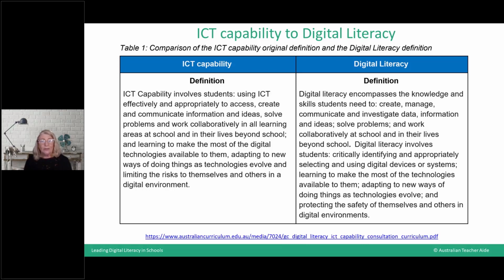But recently, there have been a lot of changes made with the transition from ICT capability to the digital literacy general capability. And what you'll notice now in this shift is that the focus has gone from consuming ICT effectively and appropriately to being more about creating and communicating, developing knowledge and skills. And we also have the inclusion now of problem solving, critical thinking, and protection of safety of self and others. So we're going to look a little bit more closely now at a definition that has been provided in the capability, which is the one you can see on the right-hand side of your screen now.